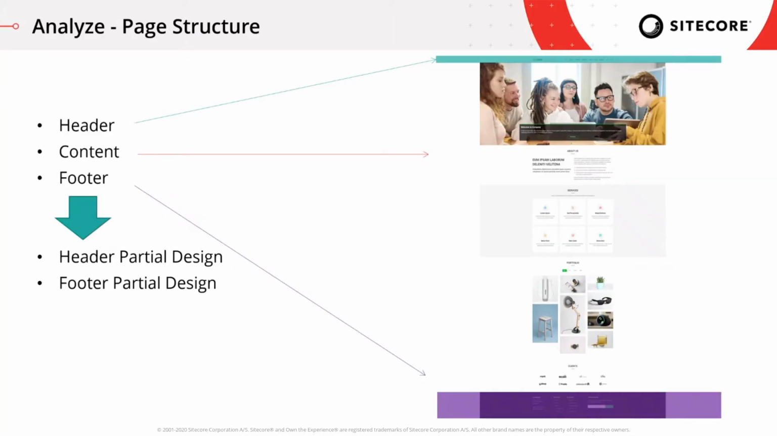So taking the concrete example of our homepage, which is our first epic, we have the header and the footer marked here, which we will start with, and then the content. And let's start with a recap of the header and the footer, which we will create as a partial design.